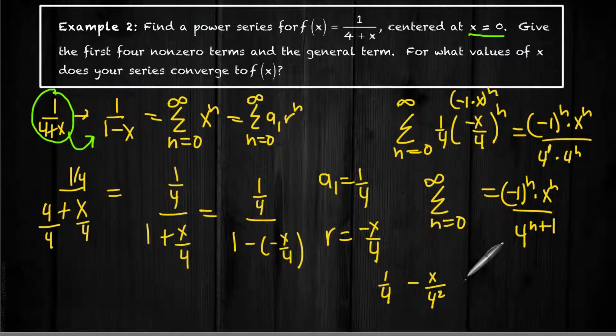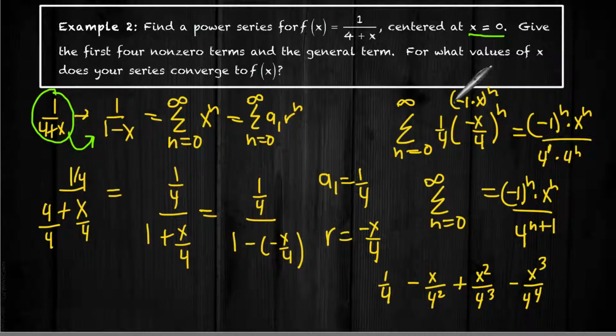And then the next one is going to be a positive. X is 2, so that's going to be negative 1 squared is positive, so x squared, and n is 2, so that's going to be 4 cubed. And then the next one is going to be negative x cubed over 4 to the 4th. And you can get this to be 16, and this is going to be 64. That's going to be 256.